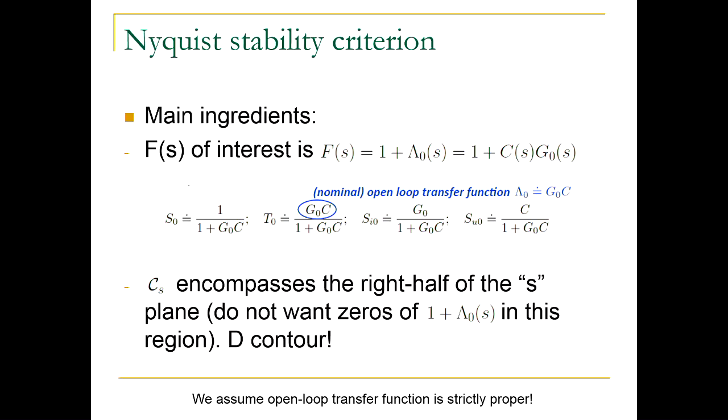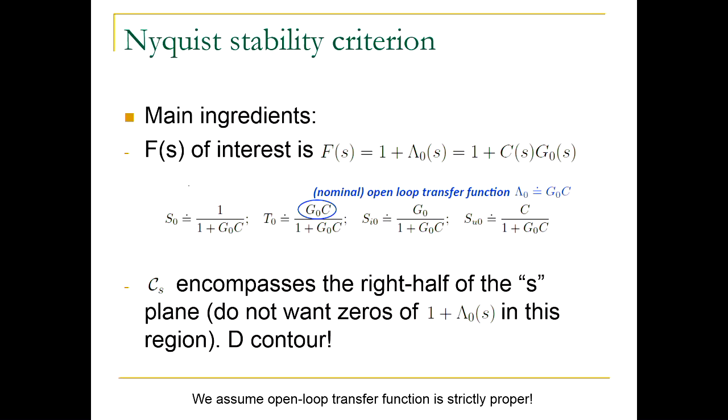So this D contour was introduced in the last lecture. We said the borders of this D contour are the imaginary axis, where we go from minus infinity to infinity. So we are moving in the clockwise direction, right? And then the semicircle of infinite radius, right? So that's the D contour. So what we will assume is that this contour, the way it's chosen, will completely encompass the right half plane of the S plane, right?